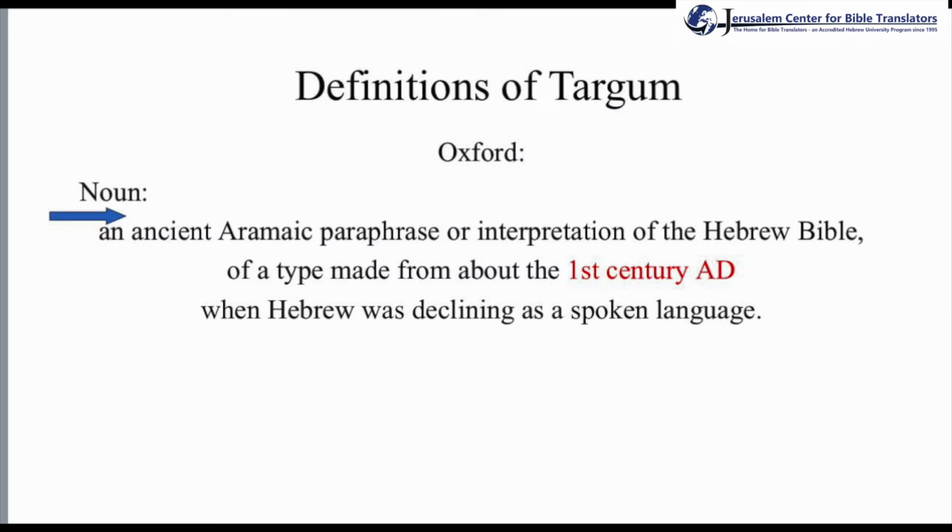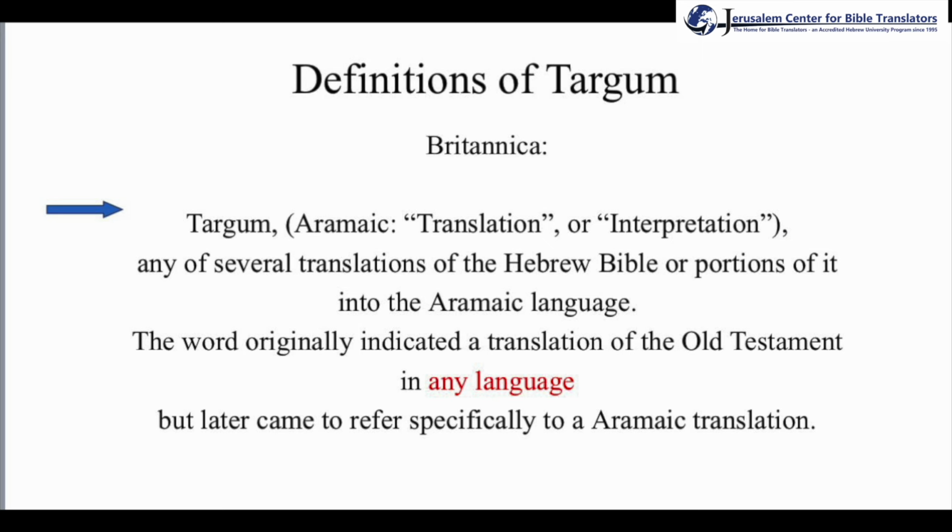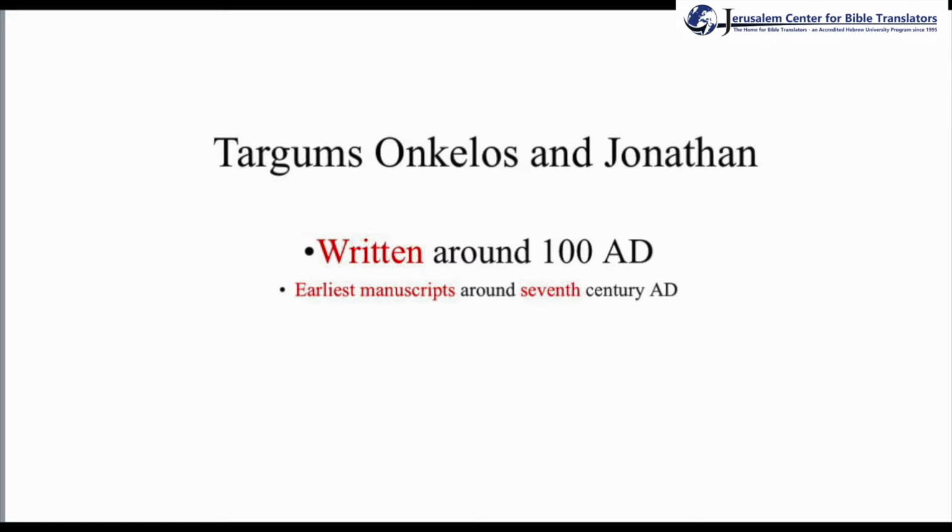Now, what's a Targum? Oxford Dictionary says, a noun: an ancient Aramaic paraphrase or interpretation of the Hebrew Bible, of the type made from about the 1st century AD, when Hebrew was declining as a spoken language. Britannica defines Targum as the Aramaic word for translation or interpretation, and it can refer to any of several translations of the Hebrew Bible or portions of it into the Aramaic language.